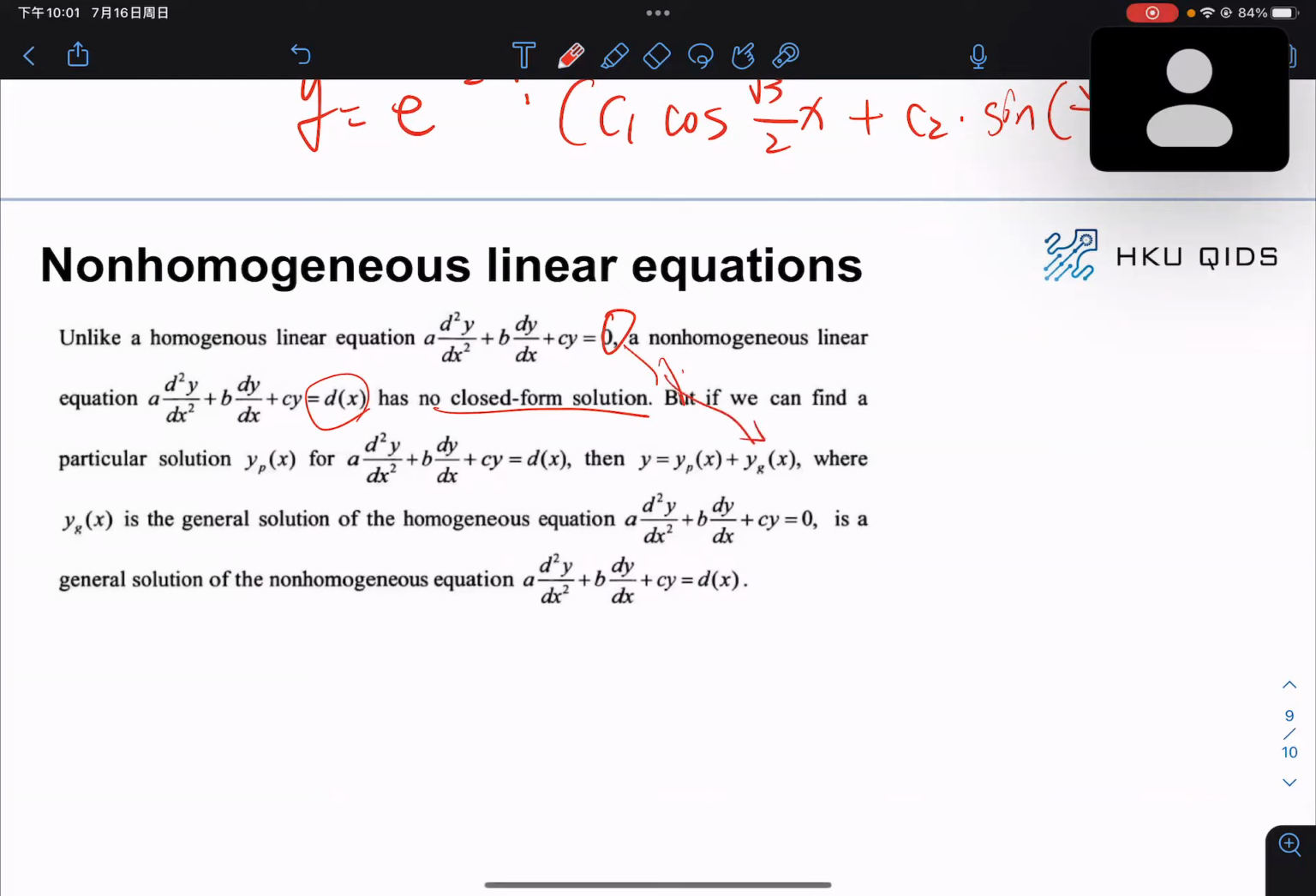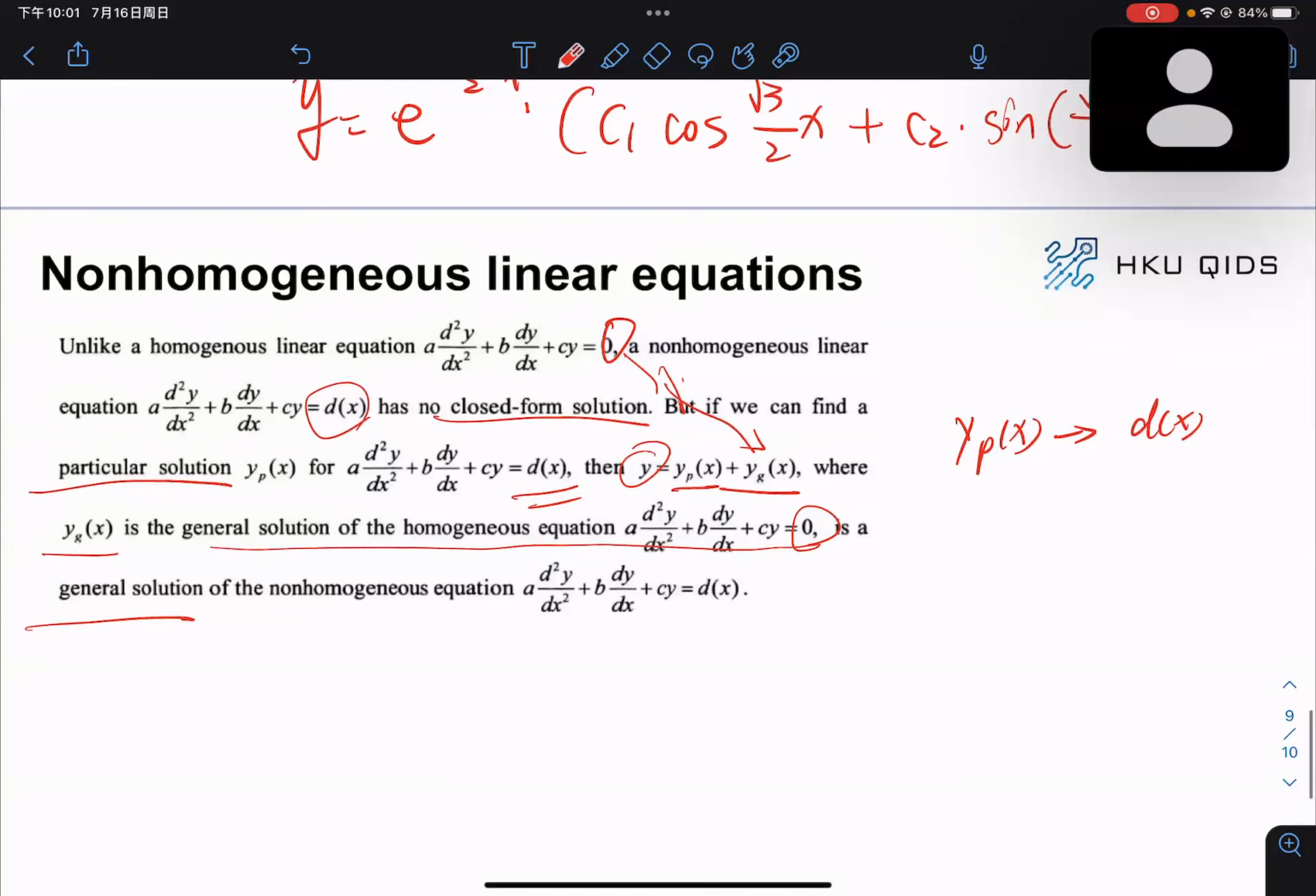So we can see here, if yg(x) is a general solution of the homogeneous equation with 0, then we just add one yp(x) to that. If yp(x) could solve this d(x), which means when we put yp(x) into that, this function is going to be equal to d(x), right? And then we combine them together, this y is going to be a general solution. So we still need to solve a homogeneous linear equation to solve a non-homogeneous one. But in addition to that, we also need to find one particular solution.